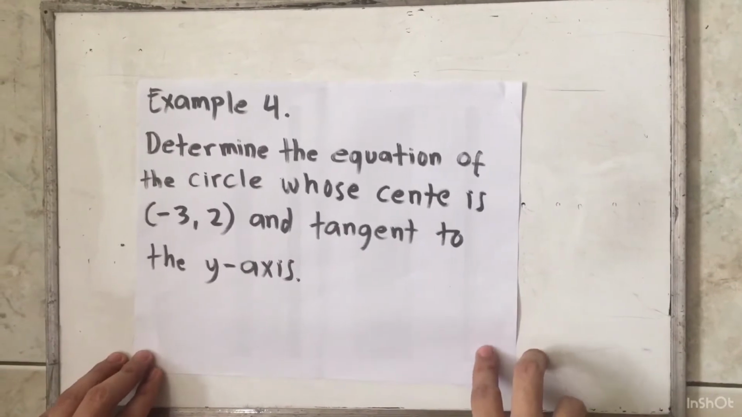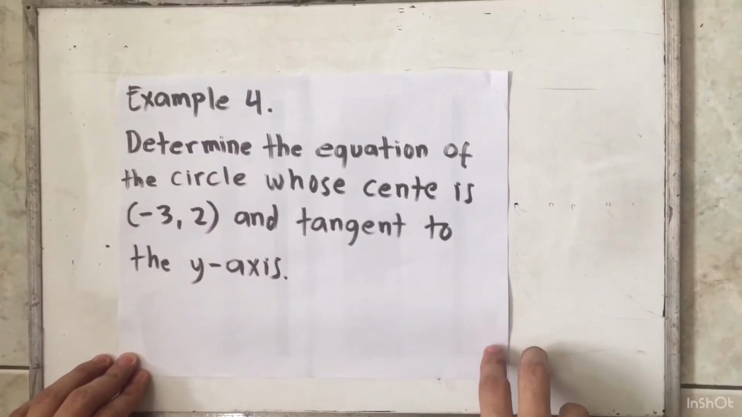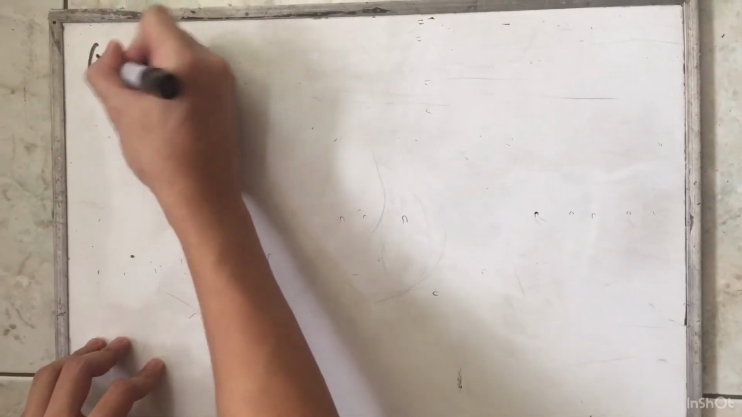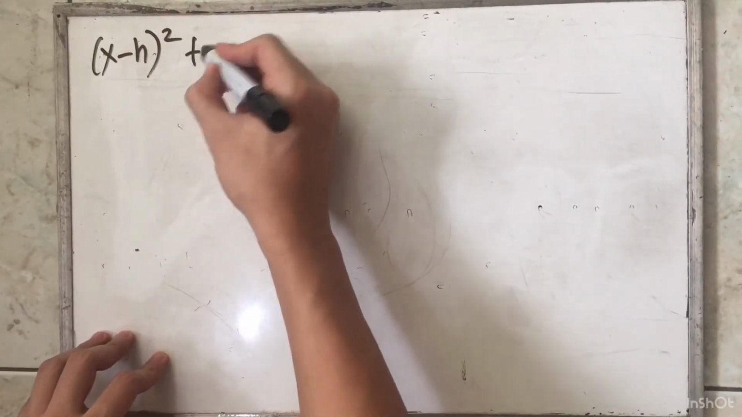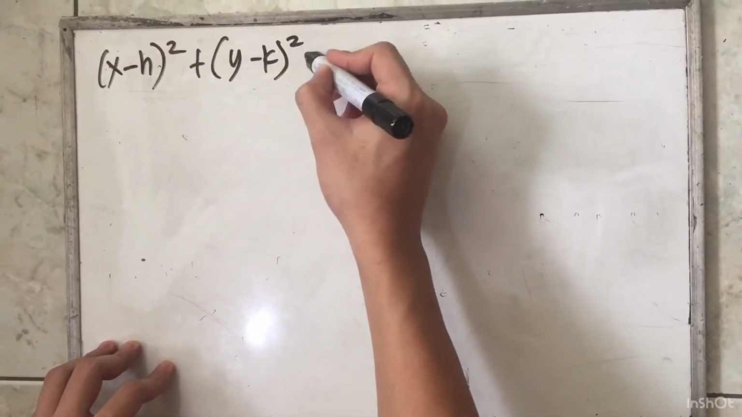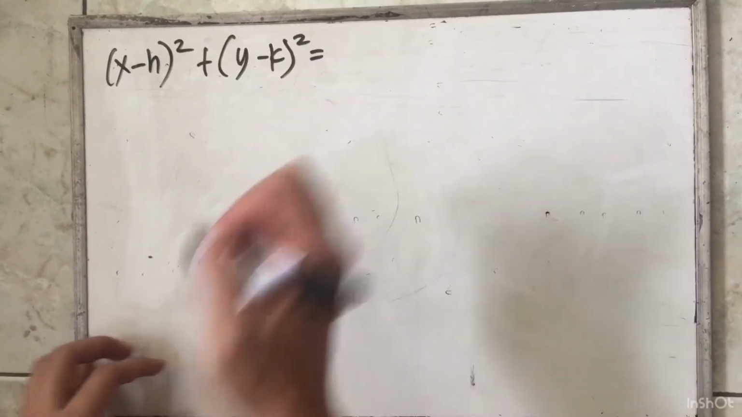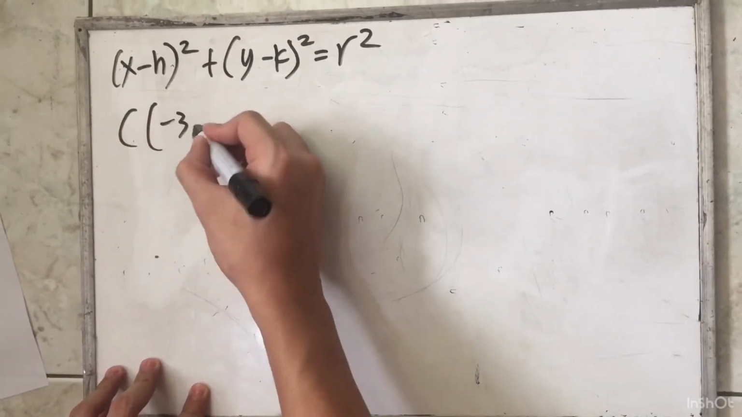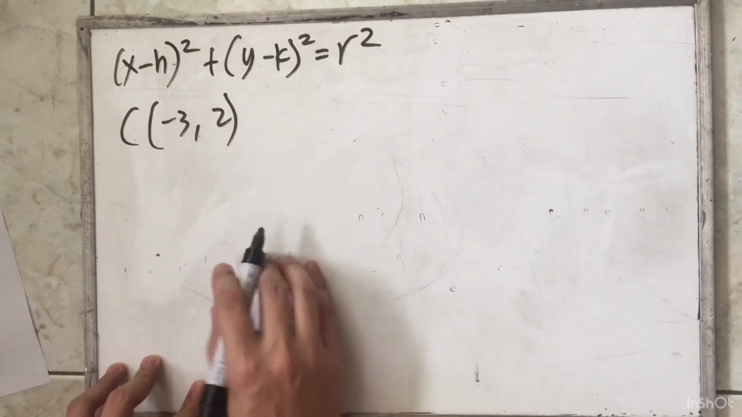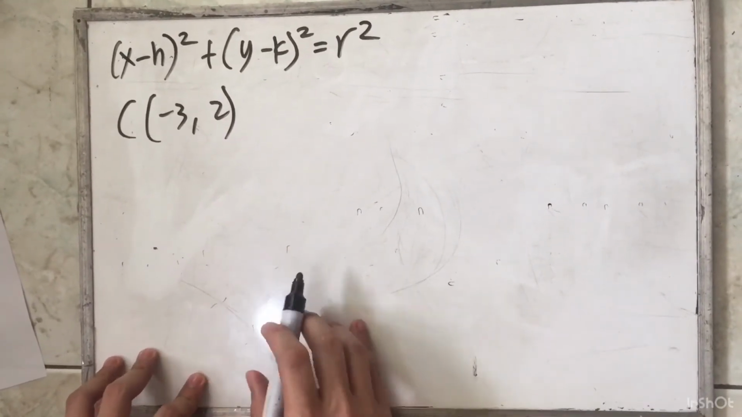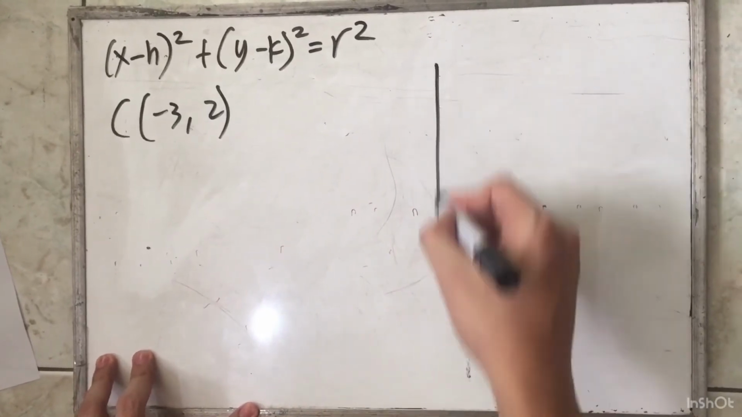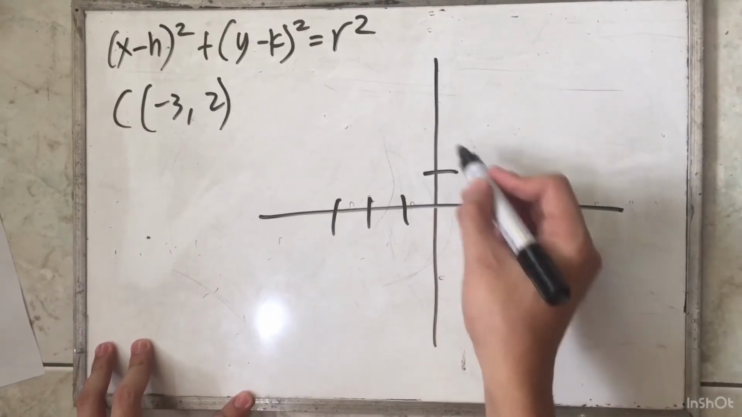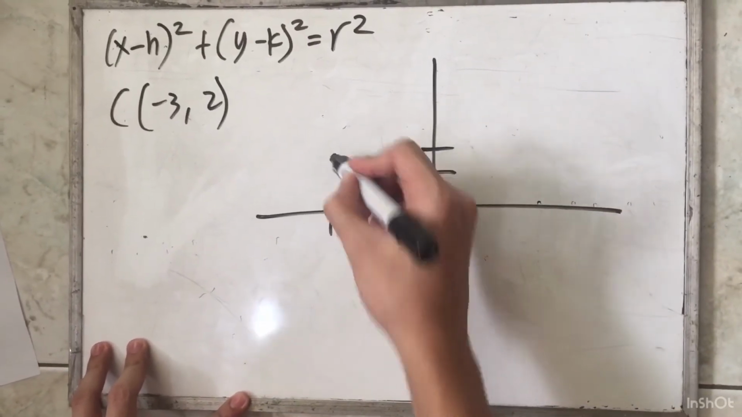My example is: determine the equation of the circle whose center is (-3, 2) and tangent to the y-axis. We have (x - h)² + (y - k)² = r². In our problem, the center is (-3, 2), and it is tangent to the y-axis. One way to solve this is to graph first. So we have -3 (1, 2, 3) and +2 (1, 2). So the center is at this point.